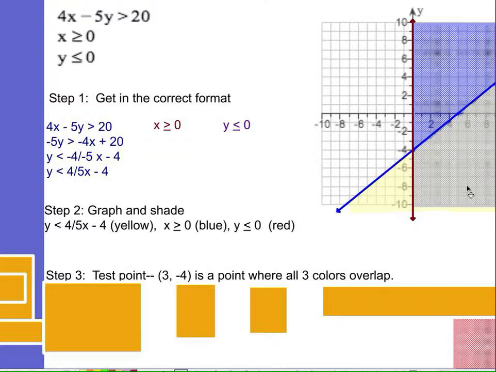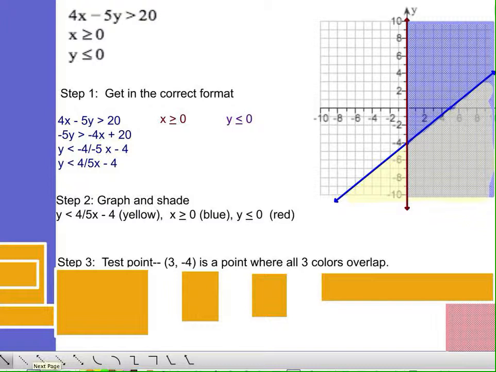I need a third line. y is less than or equal to 0. So once again, y is 0 here in the middle. Since there's no x in my equation, I'll draw a perfectly horizontal line.